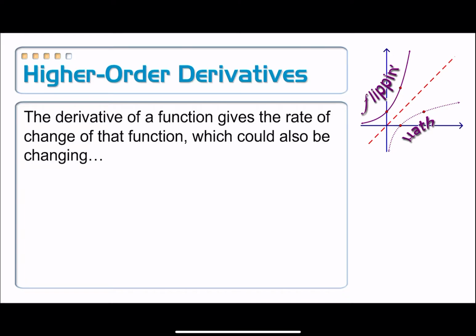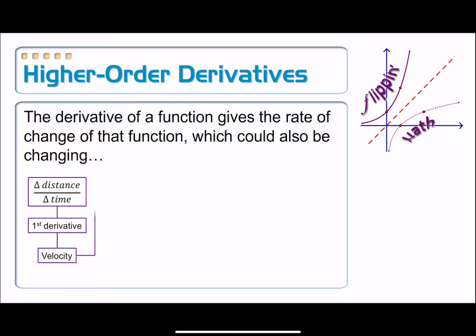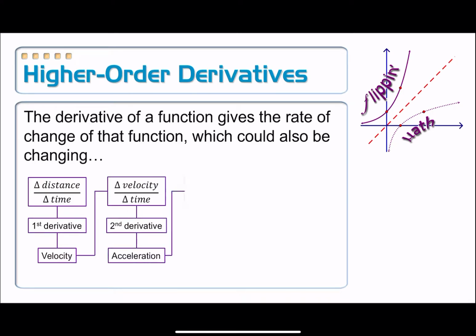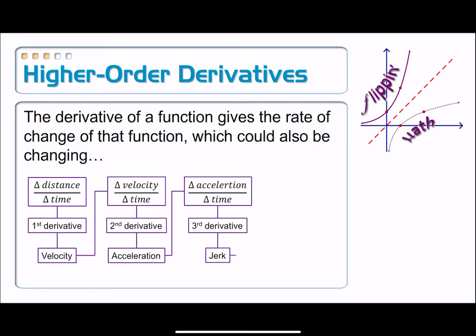The derivative of a function gives the rate of change of that function, which could also be changing, which means that we can take the derivative once again. So here's an example. I got distance over time. That's the first derivative, which would be an example of velocity. But the velocity could be changing over time. When I take its derivative, that's the second derivative, which gives me the acceleration.